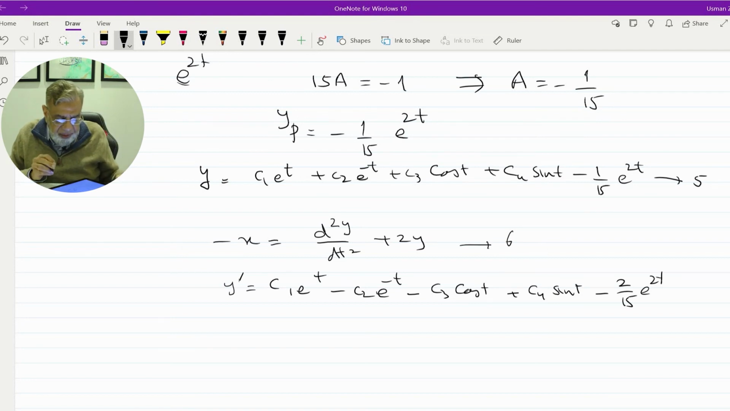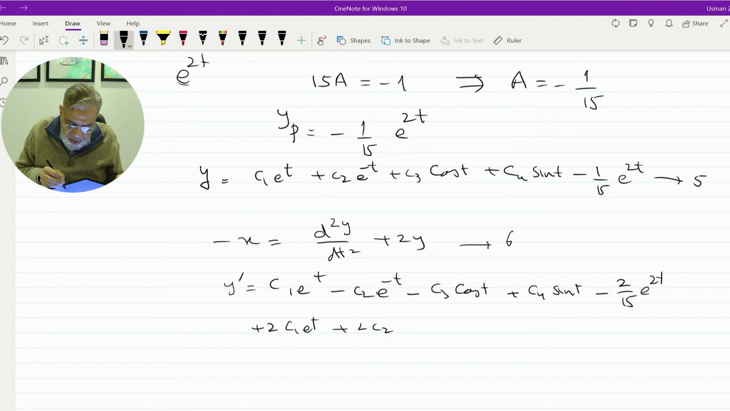Then we have to multiply by 2 and add to this one. We get here plus 2 c1 e to the power t plus 2 c2 e to the power minus t plus 2 c3 cosine t plus 2 c4 sine t, and we are having here minus 2 by 15 e to the power 2t.